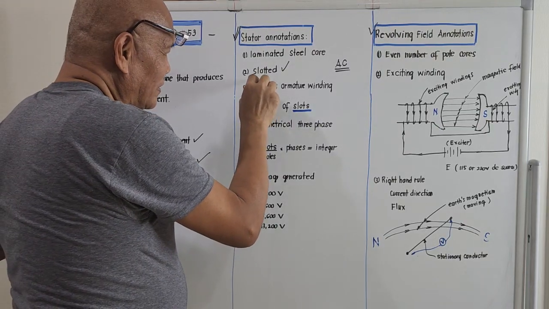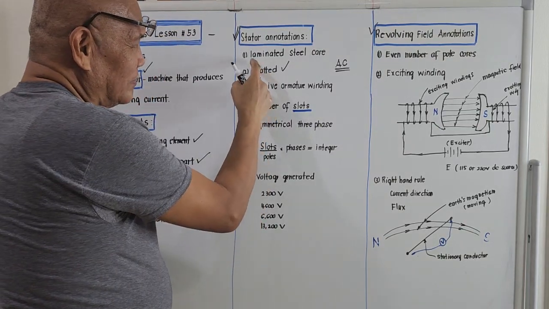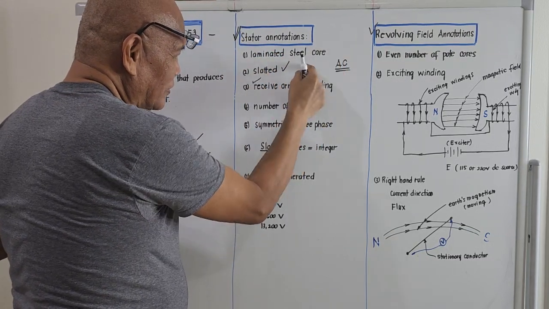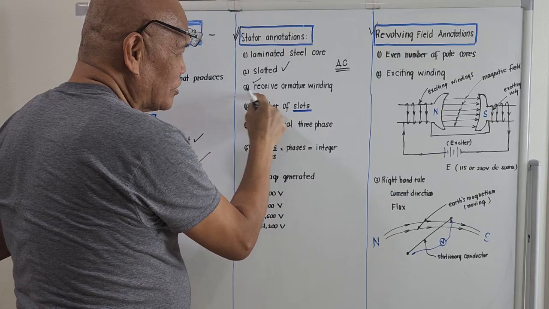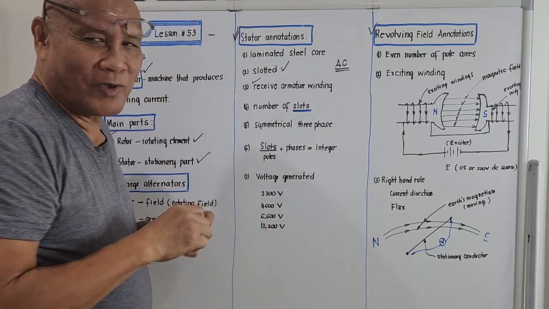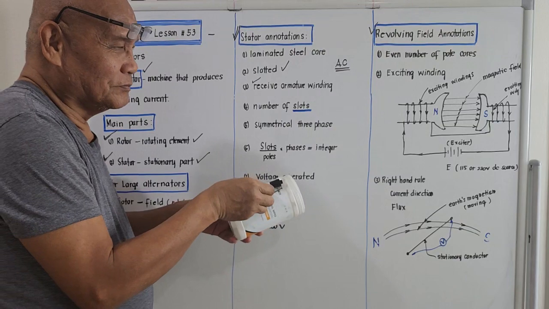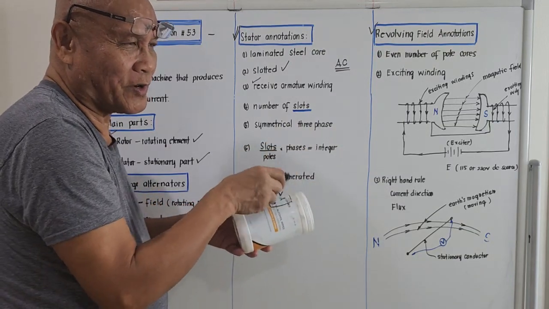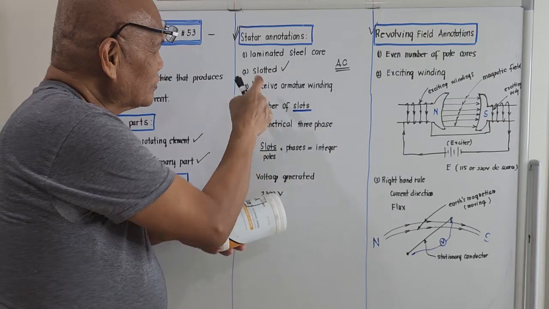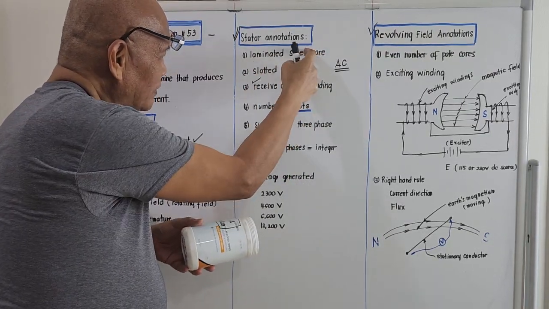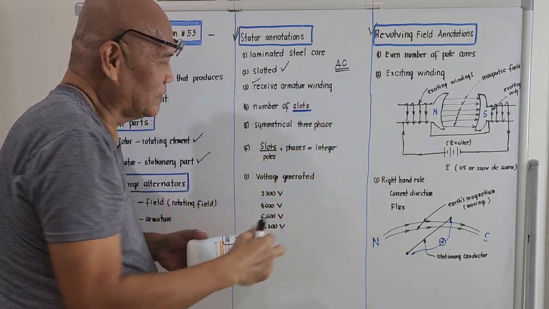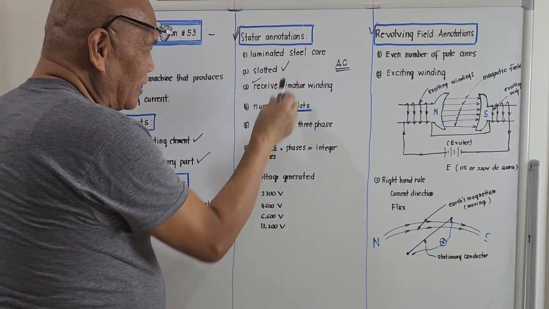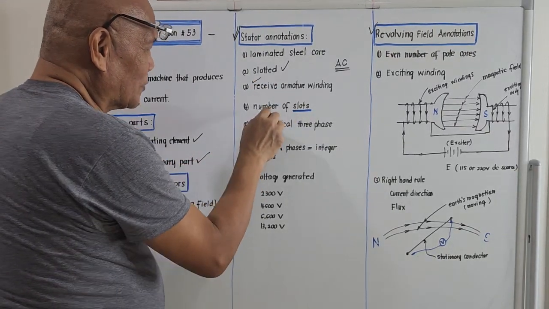It receives armature winding. The stator is a laminated steel core. It is slotted, and it should receive armature windings. How many windings? Many turns of windings. It depends on how you design it, or how many turns per slot maybe. So it's a laminated steel core, it is slotted, and it should receive armature winding. And the number of slots, I place it here, number of slots.